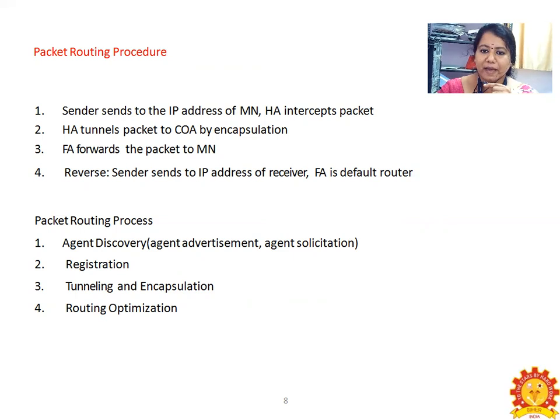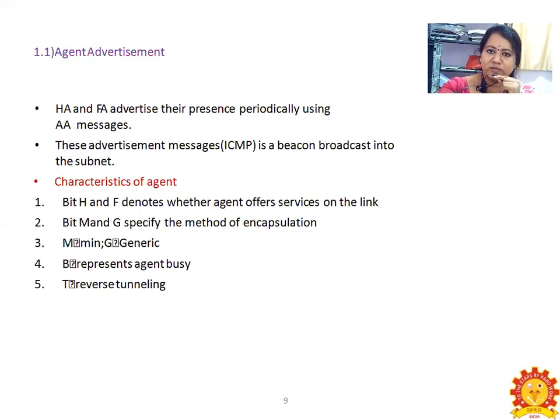The packet routing process comes under 4 steps. The first is agent discovery, that is agent advertisement or agent solicitation. Next is registration. The third is tunneling and encapsulation. And the last is routing optimization. So these are the steps which come under the packet routing process. The first is agent discovery, the second is registration, the third is tunneling and encapsulation, and the last step is routing optimization. And we are going to see each one in detail.